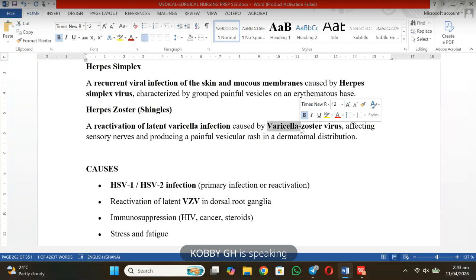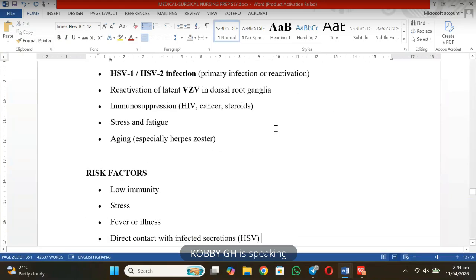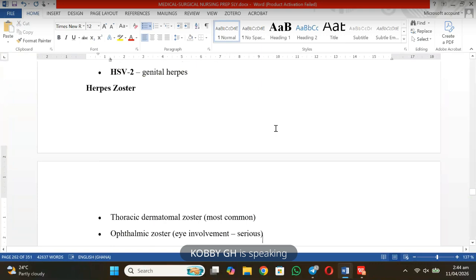Usually, if you want to diagnose whether a patient is having herpes zoster, you have to find out whether they've suffered chickenpox before. You have to do history taking and find out whether the person has suffered chickenpox before. If the person has suffered chickenpox before and the infection is caused by varicella zoster virus, now the condition the person is currently having is herpes zoster. That's the shingles. Is that okay? Pay attention and know the difference. Okay, great. All right, that is fine.